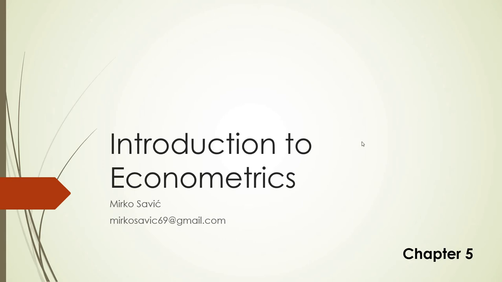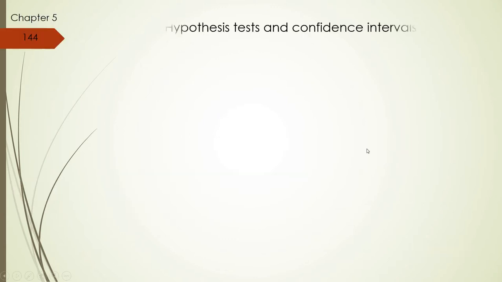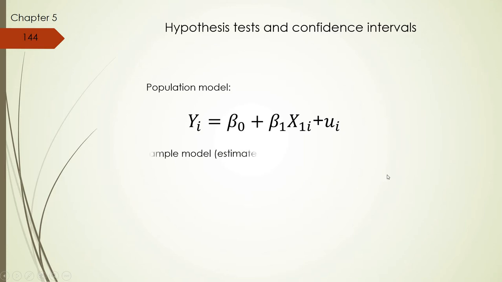We are starting chapter 5, and the next topic that we will talk about is hypothesis tests and confidence intervals. So we have the population model, which is unknown to us, and we have our sample model or estimate. When we calculate the values of our coefficients in a sample, we want to test whether these coefficients are statistically significant in the population. Do we really have a significant relationship between our independent variable and our dependent variable?